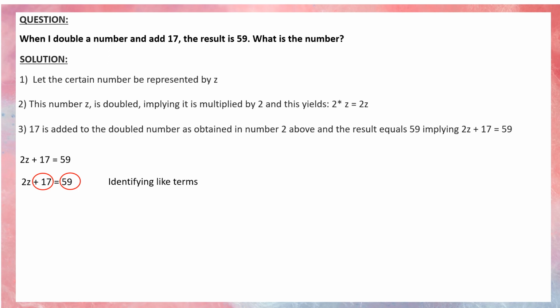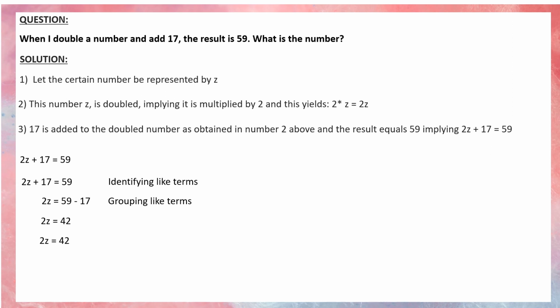So by the time we take 17 to the right hand side, it now becomes 2z is equals to 59 minus 17. So the positive sign of 17, when it crosses the equation, goes to the right hand side, it now becomes a negative sign. So we simplify it further, and what we have is by grouping the like terms. So 2z, that's 2 multiplied by z on one side, and then 59 minus 17 on the other side. So we just simplify further, and we say 2z is equals to 42.